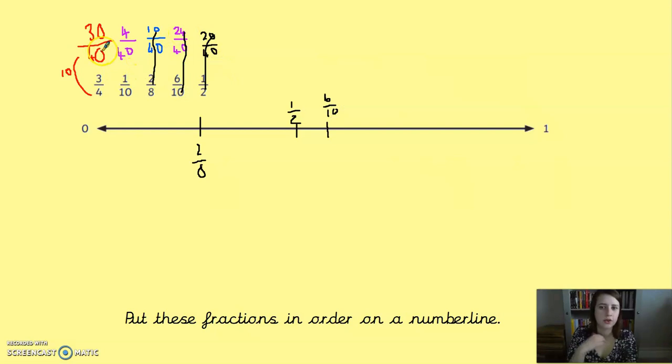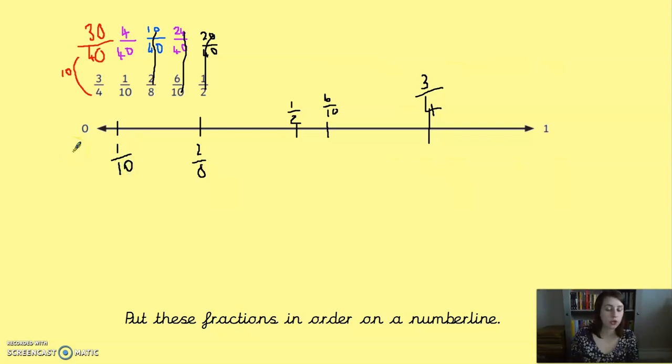Then we've got 30/40. So if we've got 20/40 here and 10/40 here, 30/40 is going to be exactly halfway between the half and the 1. So that would be 3/4. And then we've just got our 4/40, which is 1/10, which is going to be very close to our 0 up this end of our number line. So hopefully you got something similar like that.